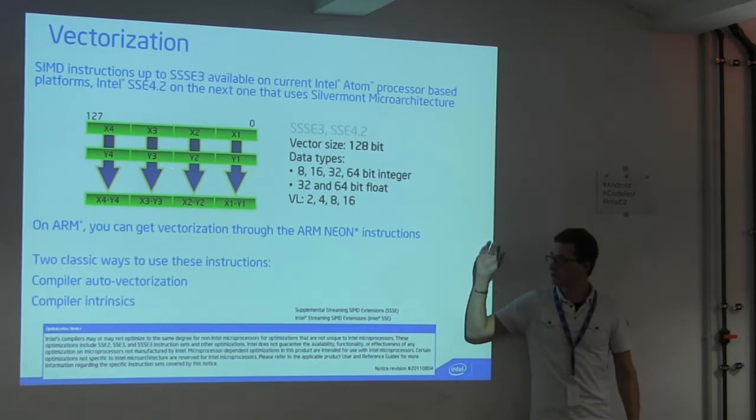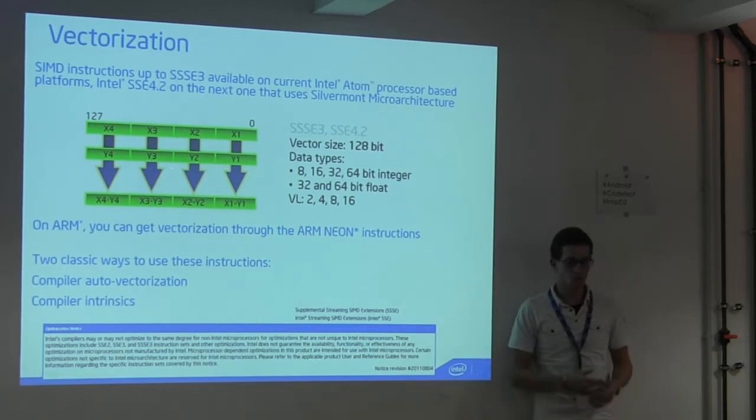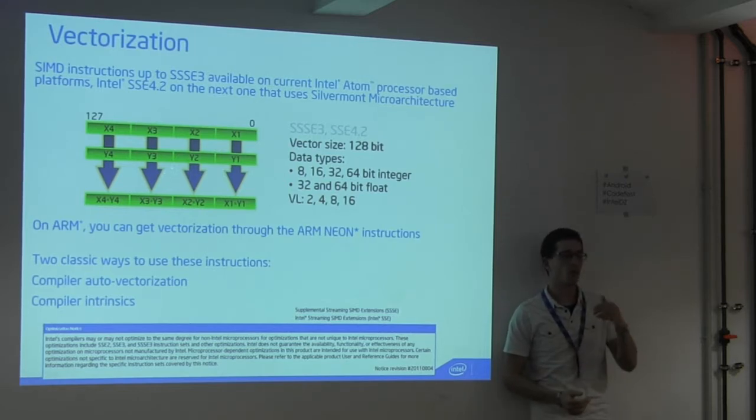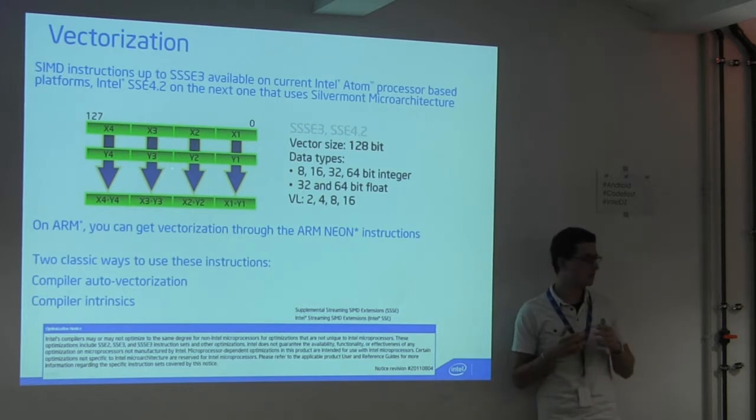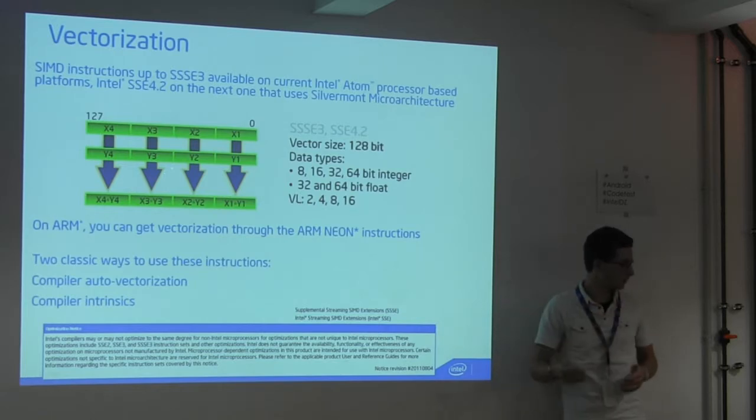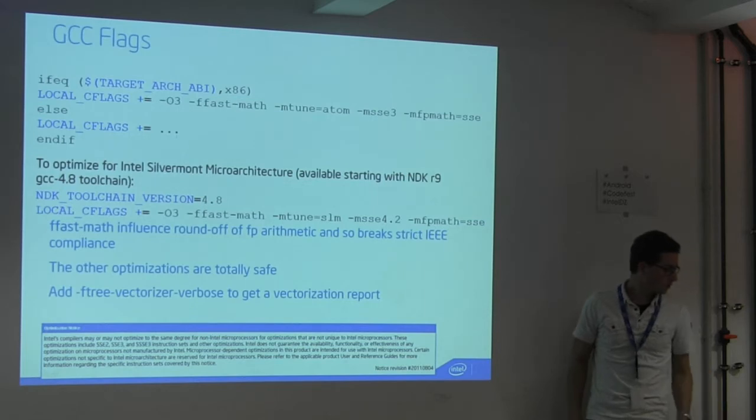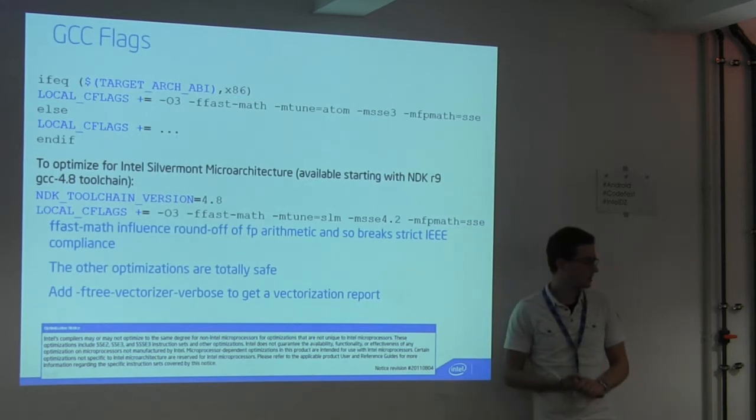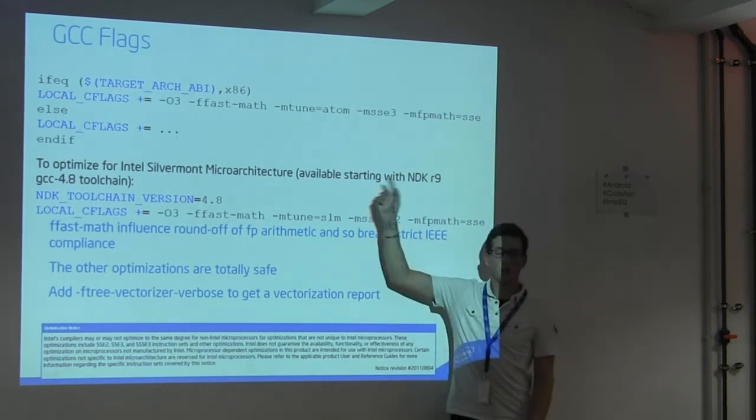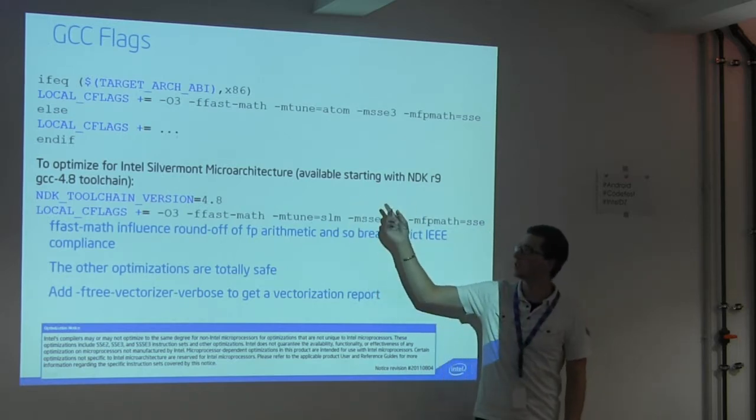So the compiler can many times do auto-vectorization. If you have a for loop that processes data and the compiler can see there is no real dependency between this data inside the loop, it can go and auto-vectorize them. To enable all this, you can add C-flags to the compiler, to GCC here.